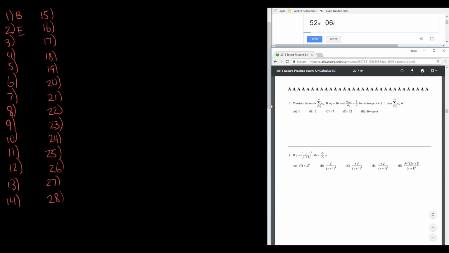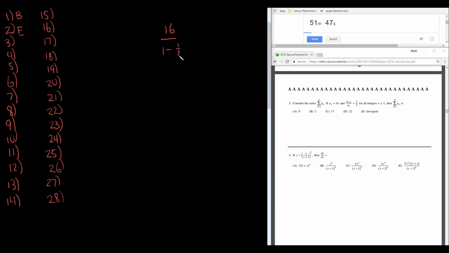Consider the series this. Alright, if this is 1/2 for all integers n divided by 1, then it's going to converge because of the whatever this test is, the ratio test, and a1 is 16, so this is a geometric series, and we have to say that it's going to be 16 divided by 1 minus 1/2. This is the definition for the sum of the geometric series, so it's going to be equal to 32, d. That's the sum of an infinite number of geometric series terms.